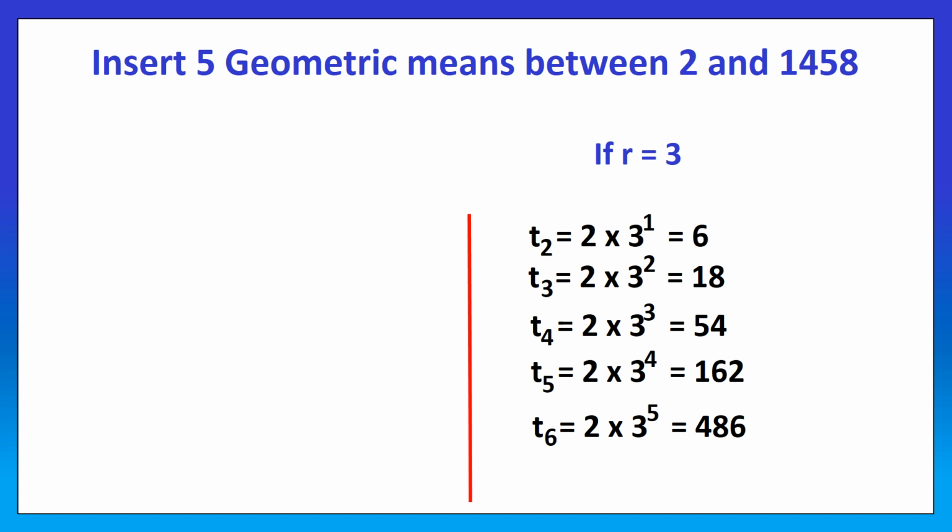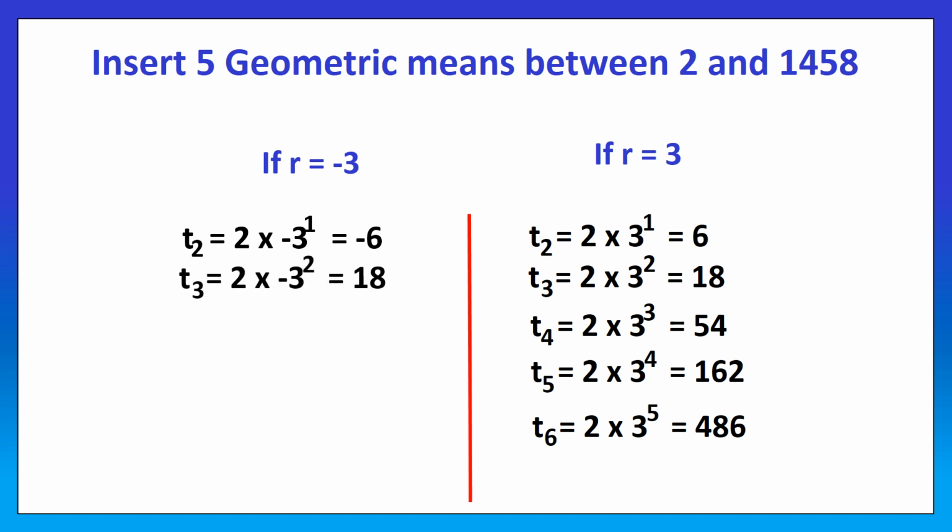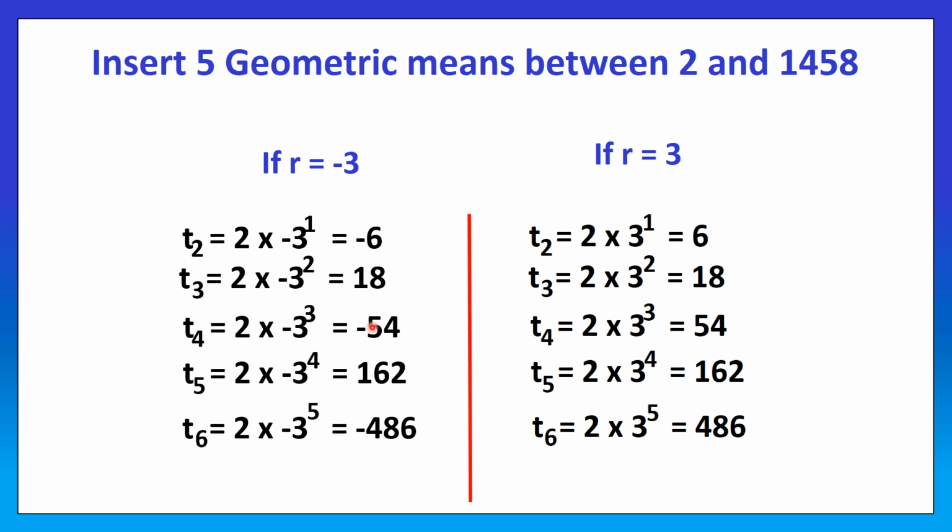And if r is equal to minus 3, then the terms will be T2 will be minus 6, T3 will be 18. That is 2 into minus 3 raised to 2. That is minus 3 into minus 3 into 2 will be 18. And T4 will be minus 54. And T5 will be 162. T6 will be minus 486.